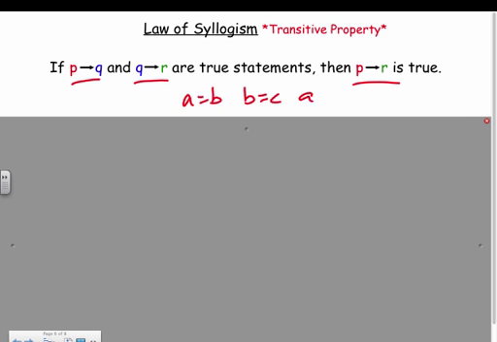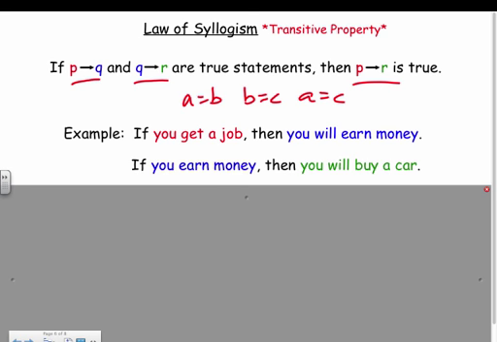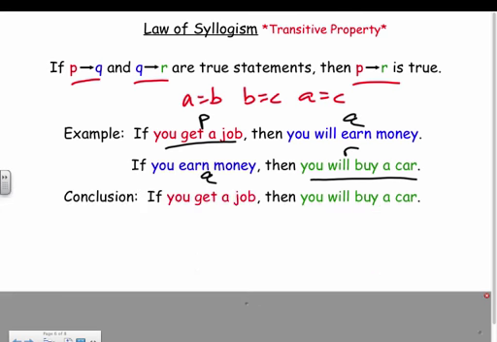So for example, if you get a job, then you will earn money. Well, if you earn money, then you will buy a car. So basically I can state that if you get a job, you will buy a car, right? So if I say P implies Q is true, and then Q implies R is true, P would also imply R. So if you get a job, then you will buy a car. So it's kind of like that transitive property.